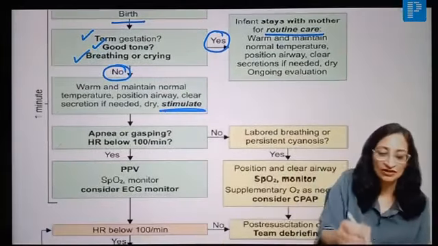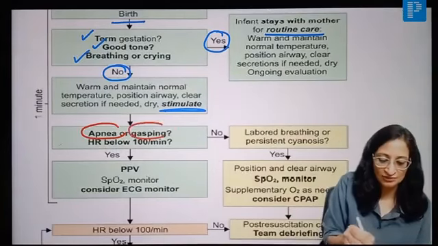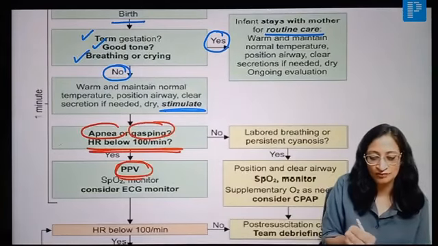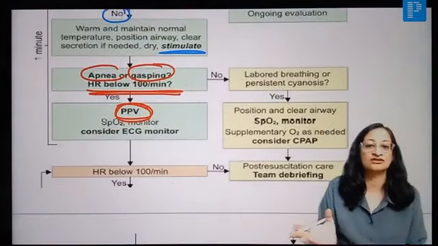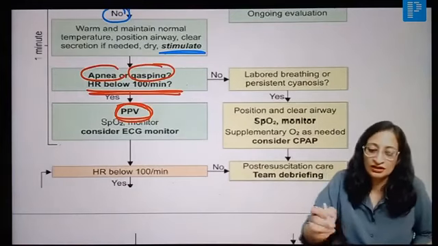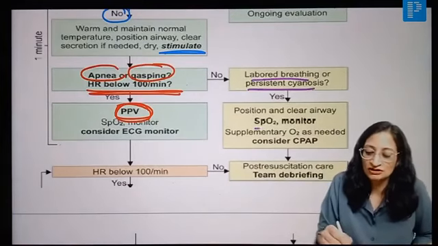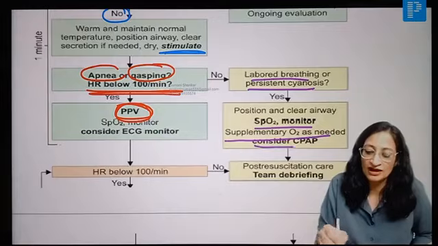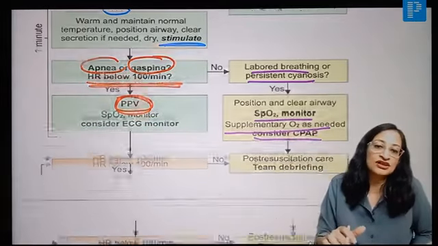What do you see next? If the baby has apnea, or gasping, or heart rate less than 100 per minute, start positive pressure ventilation, and use a pulse oximeter, consider ECG monitor. If there is labored breathing or persistent cyanosis, then you monitor the SpO2, give supplementary oxygen if required, and consider CPAP. Finally, post-resuscitation care and team debriefing.